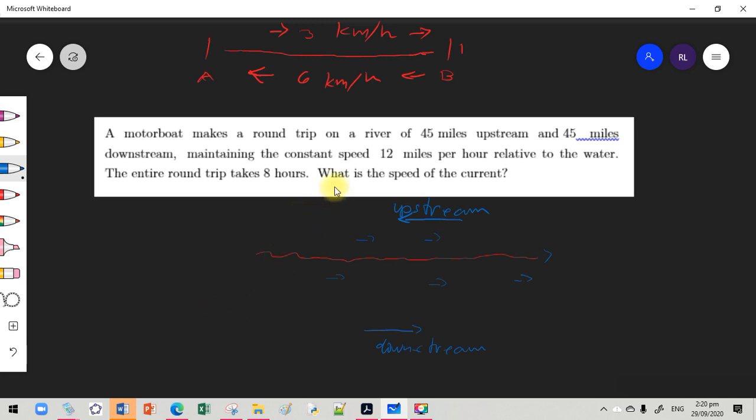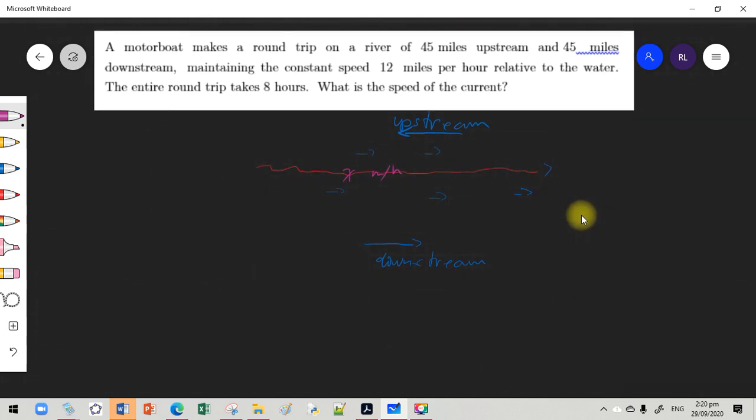So the question here is, what is the speed of the current? We do not know the speed of this current, so we're going to represent it with a variable. The speed of the current here is x, and since we are talking about miles per hour, we'll say x miles per hour. So let x be the speed of the current.